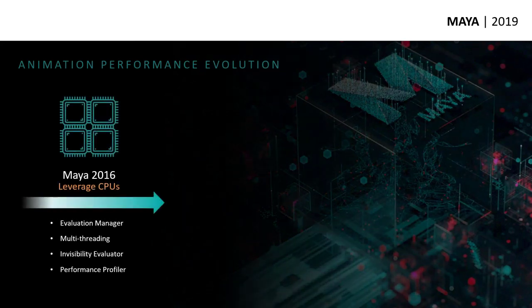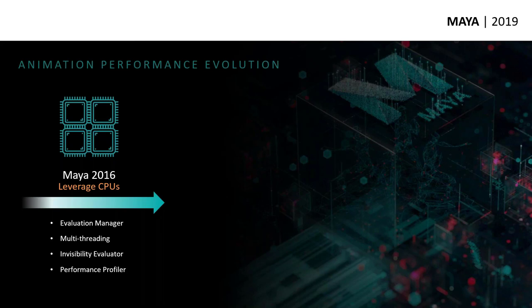So we started this work in Maya 2016. Prior to Maya 2016, Maya was a single-threaded app, which meant that you could load up a scene, push play, and if you opened up your resource manager and looked at the cores on your machine, one or two of those cores would be pegged out, and the other 7 or 15 or however many you had would just be idle. They wouldn't be doing anything. That's because Maya was single-threaded, and it didn't even understand how to use those additional cores. So starting in Maya 2016, we parallelized Maya.